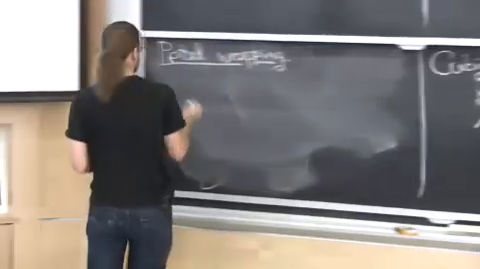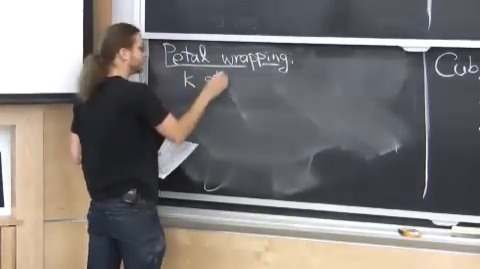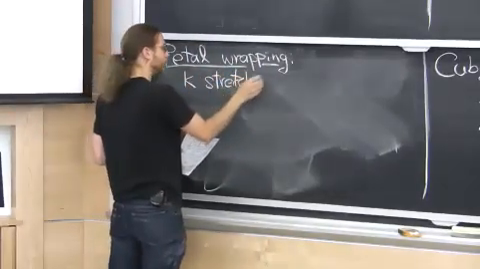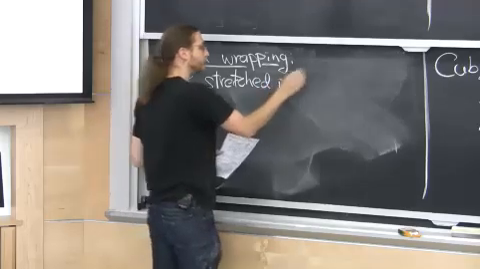Doesn't have to be 6. Could be any number k. So I'm going to look at k stretch paths from North Pole to South Pole.